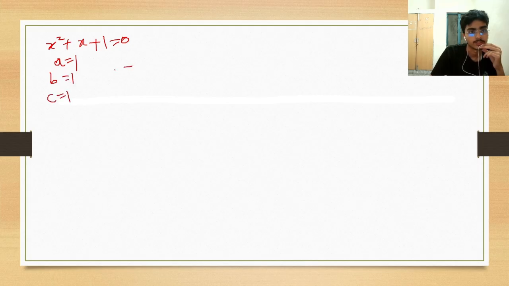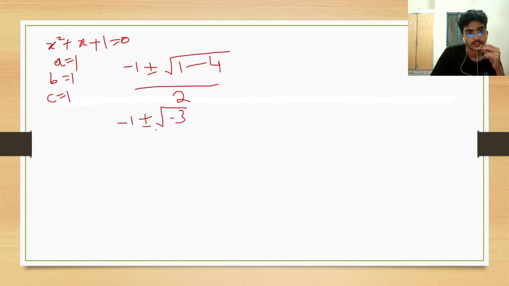Let's say the equation is x squared plus x plus 1 equal to 0. So here a is equal to 1, b is equal to 1, c is also 1. So the roots would be minus b, that is minus 1, plus or minus the square root of b square, that is 1, minus 4ac, so minus 4, over 2a, so 2. So the roots are minus 1 plus or minus the square root of negative 3 over 2.